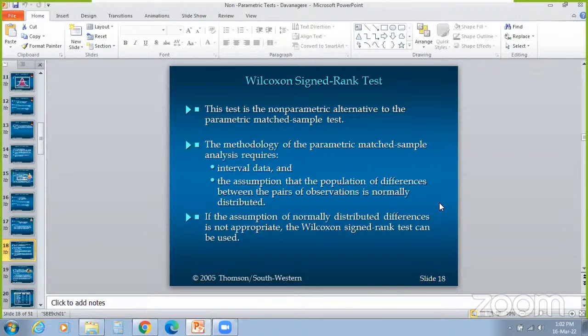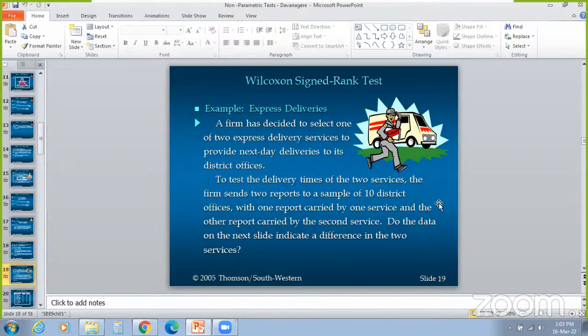In our earlier parametric matched sample test, an interval variable, that is a quantitative variable, was required. There we compared the differences of the pairs of that interval variable, which were assumed to follow a normal distribution. If that normal distribution is not satisfied, then the Wilcoxon signed rank test is used even for interval variables, not just for ordinal or nominal variables. That is the point you should bear in mind.